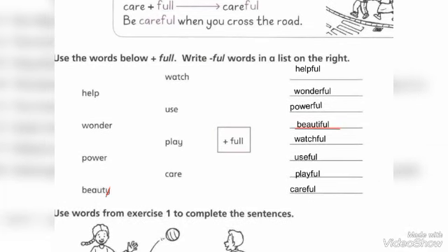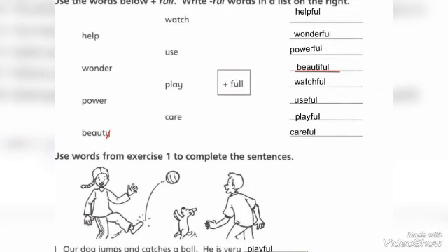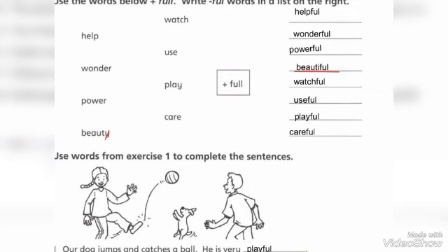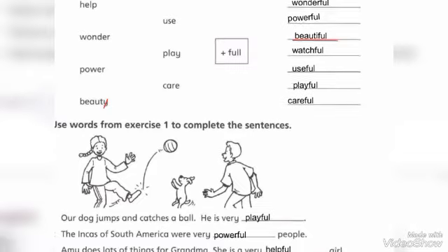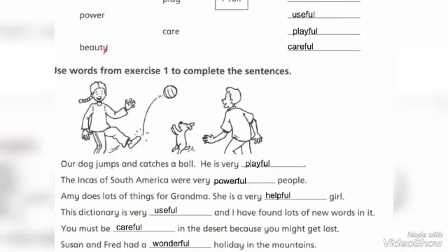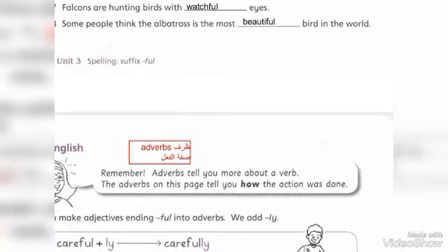The Incas of South America were very powerful. Here, we fill in the blank spaces according to the meaning of each adjective. Useful, the dictionary is useful. I use it a lot. You must be careful. The falcons are hunting birds, so they are watchful. Their eyes are watchful. Okay, go to the next page.